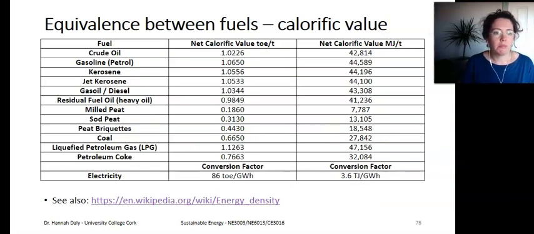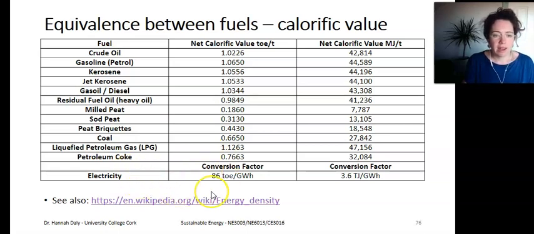Here are some calorific values in terms of the net calorific value. Here, this is ton oil equivalent per ton and megajoule per ton of different sources, from crude oil to petroleum coke, and you can see that oil here has a higher calorific value than, say, coal. So coal contains more ash. Peat and sod peat have the lowest calorific values because they contain more moisture and less carbon. They're less carbon dense.